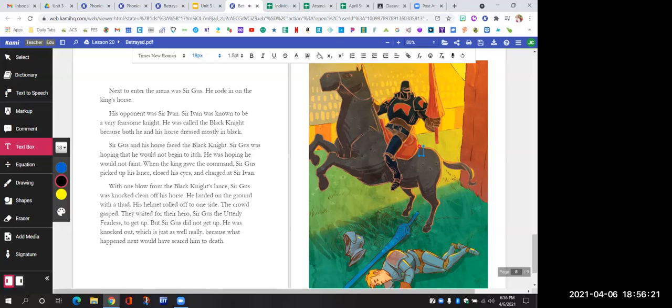He landed on the ground with a thud. His helmet rolled off to one side. The crowd gasped. They waited for their hero, Sir Gus the Utterly Fearless, to get up. But Sir Gus did not get up. He was knocked out, which is just as well, really, because what happened next would have scared him to death.